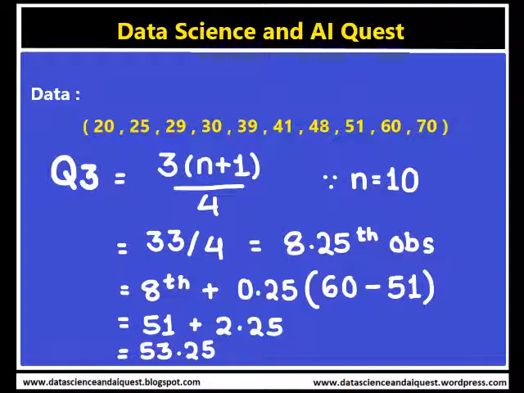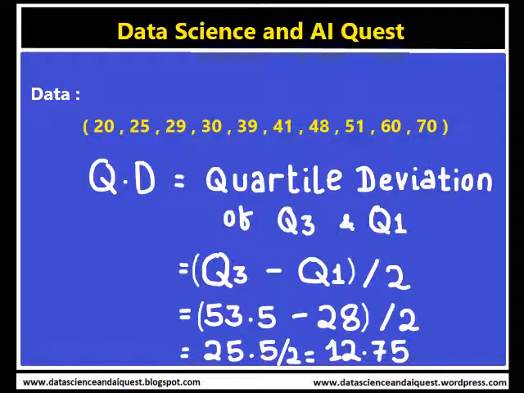So how to calculate this one? This would be the 8th observation plus 0.25 multiplied by the 9th minus the 8th observation. The 9th observation is 60 and the 8th observation is 51. So the 8th observation is 51 plus 2.25. The entire Q3 answer that we got is 53.25.